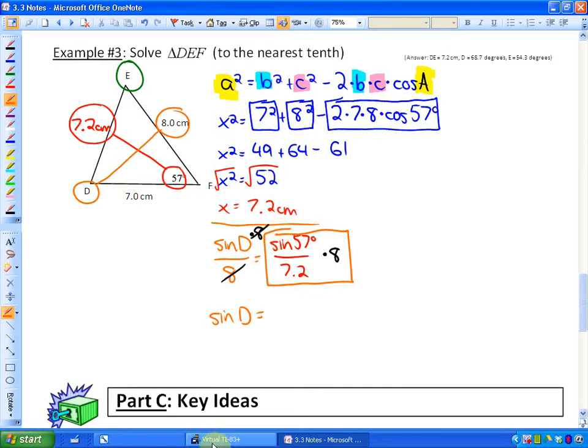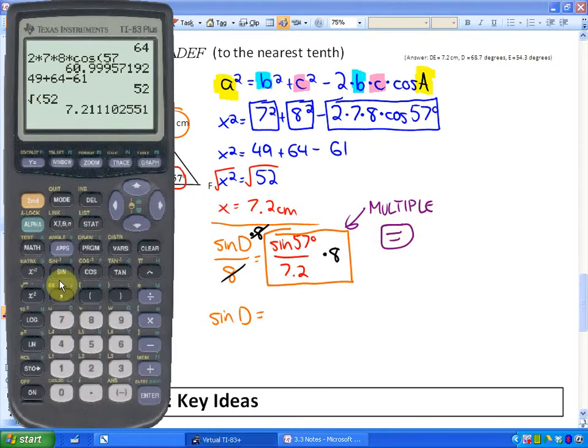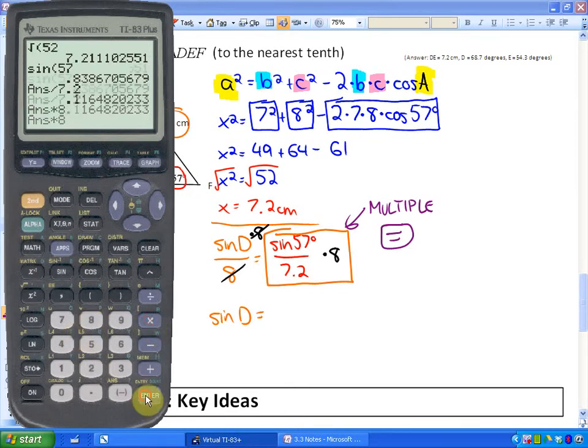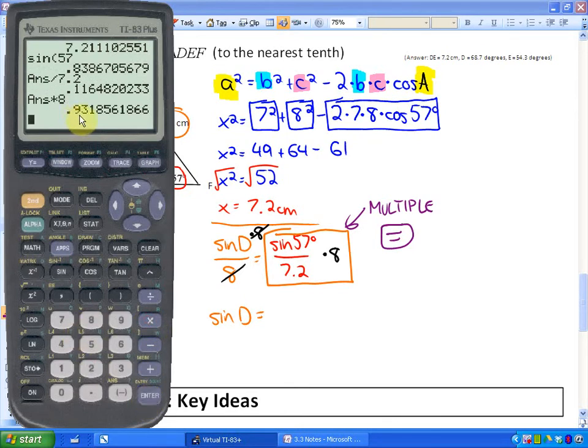And again, on your calculator, press equals multiple times. Your calculator, once again, is not very strong at understanding the order of operations unless you tell it to. So you're going to want to press multiple equals signs, or look at my calculator. I'm going to press sine 57, hit equals. I'm going to divide by 7.2, hit equals. And I'm going to times by 8 and hit equals. If you don't hit equals every time, you might have a different ratio than this. So sine D is equivalent to 0.931856.